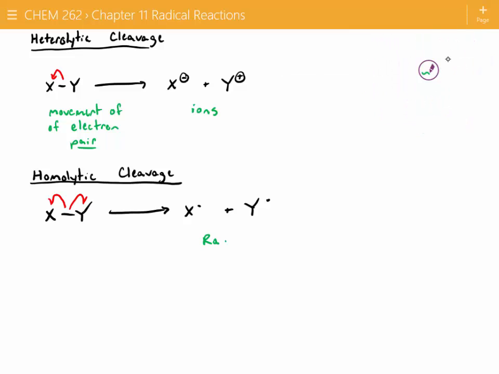So is that just an electron on the... Yep, you always draw a dot indicating that there's some unpaired electron on there. So movement of individual electrons.